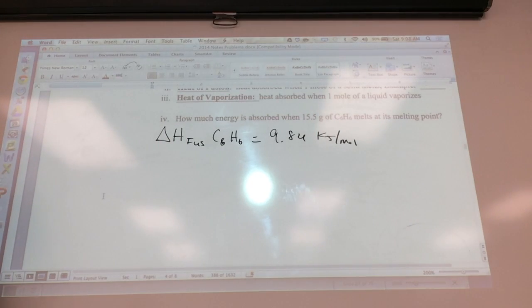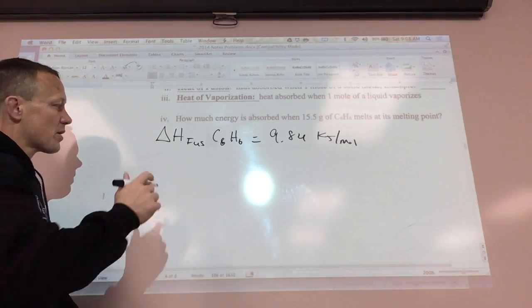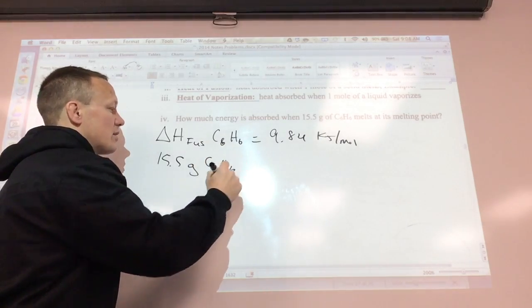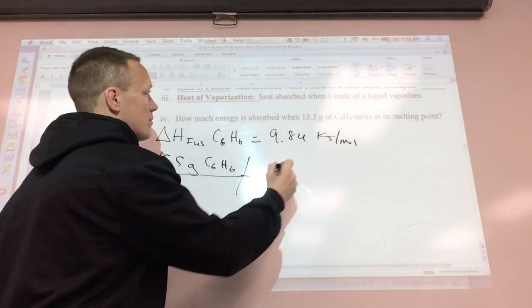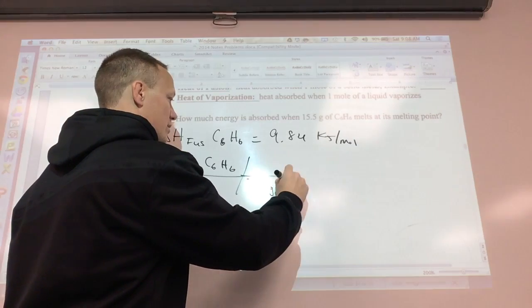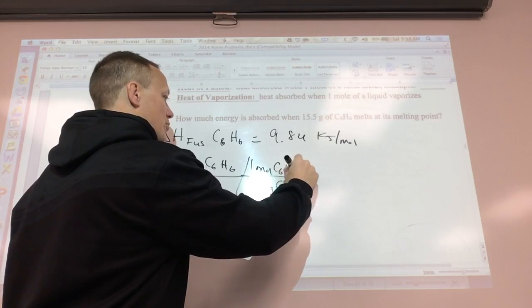Notice the temperature is not changing here. Remember, as things change state, the temperature doesn't change until after it's changed state. And the melting point is 5 degrees Celsius for the substance. So we have 15.5 grams of C6H6. It's 78 grams per mole.